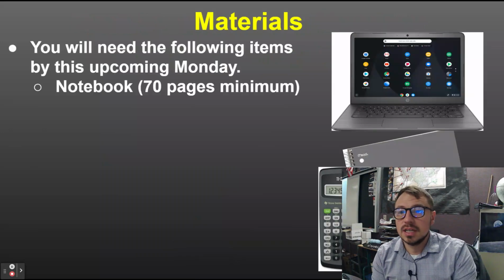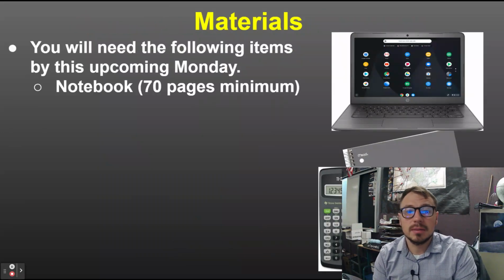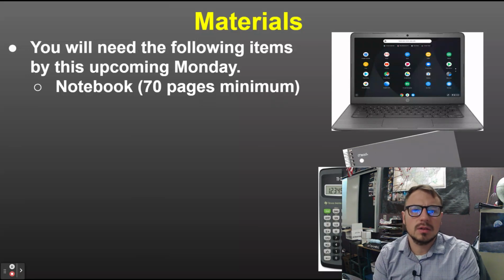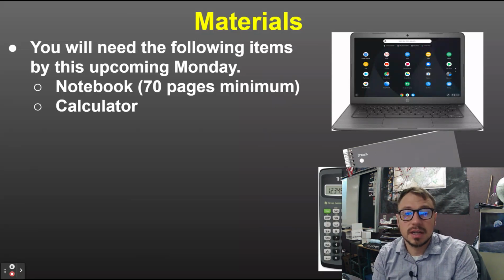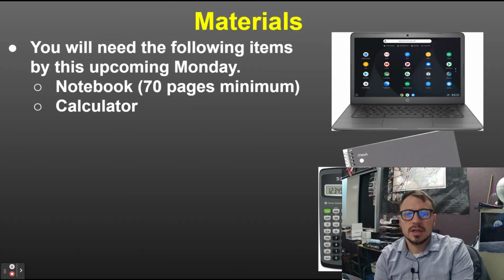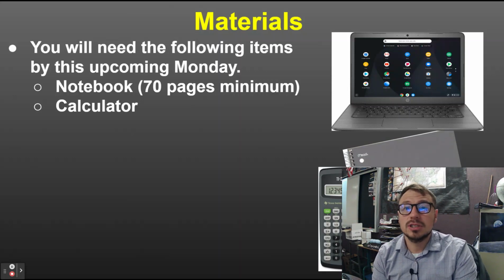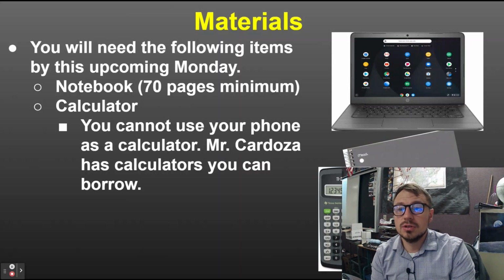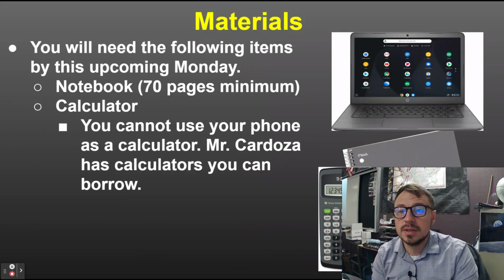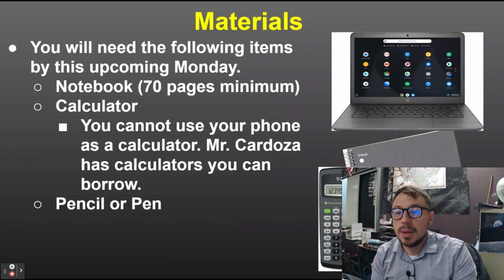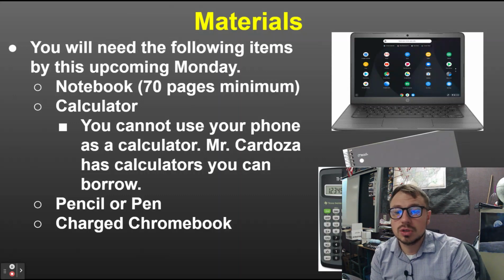So what you need is a notebook, 70 pages minimum. So that's like a very small notebook. Calculator. So a simple 4 function will get you through this, or you can get like the TI-30. That'll get you through high school. You cannot use your phone as a calculator on the quizzes, tests, or final. Pen or a pencil. Bring a charged Chromebook, right?